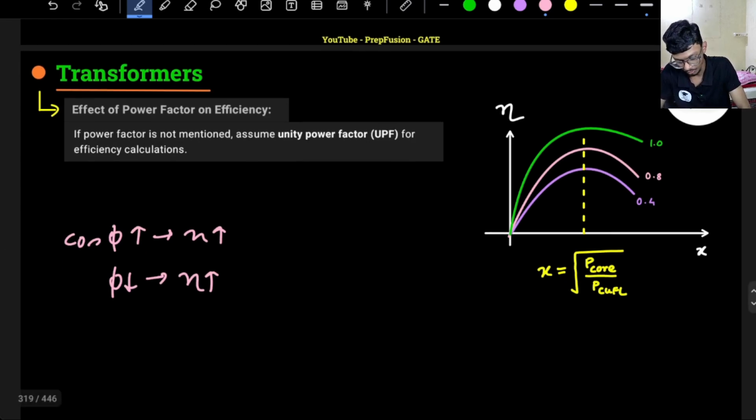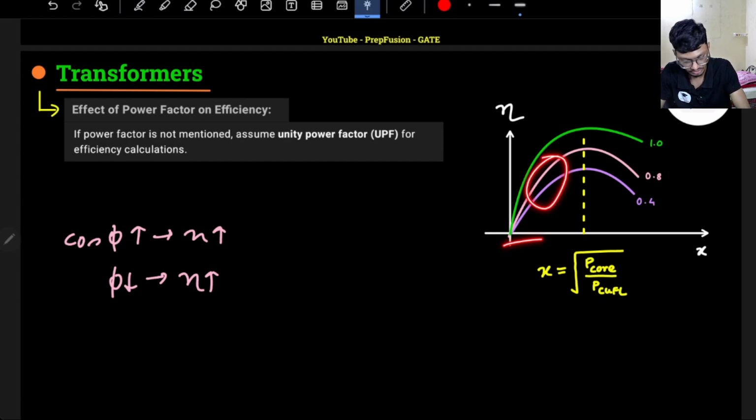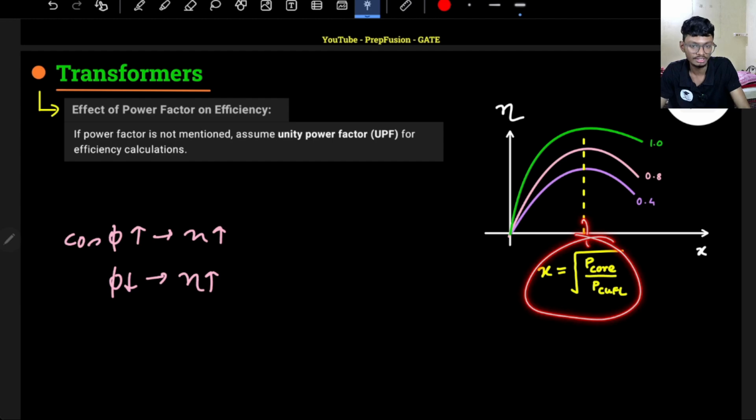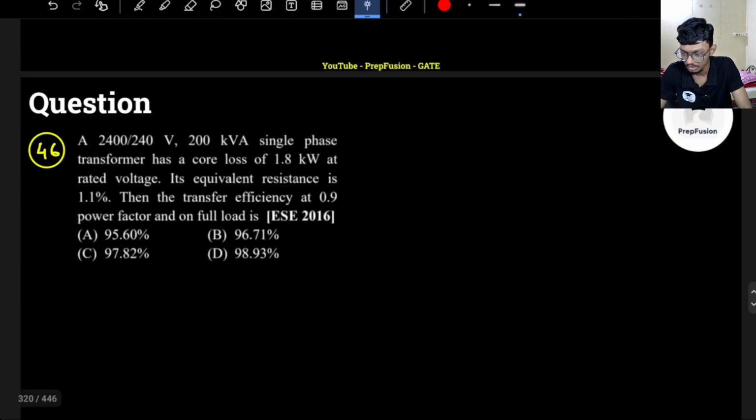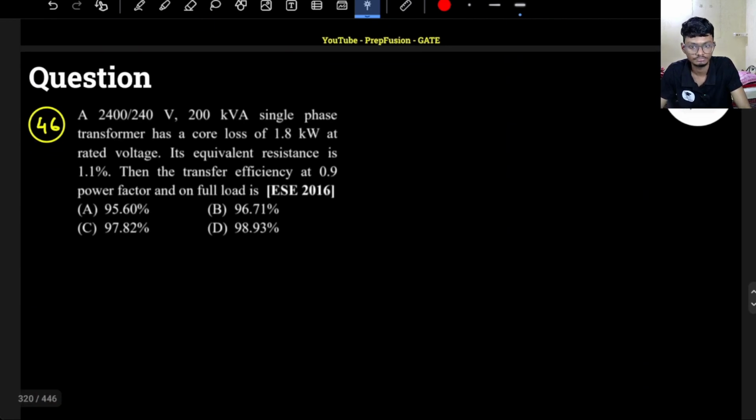Okay, one more point: initially if I increase the load, the efficiency will increase, and after a certain point the efficiency will decrease, right? So this is the optimal point where the transformer will work at maximum efficiency. So these were the formulas basically that we discussed. Okay, so now I wanted to leave you with a few homeworks.